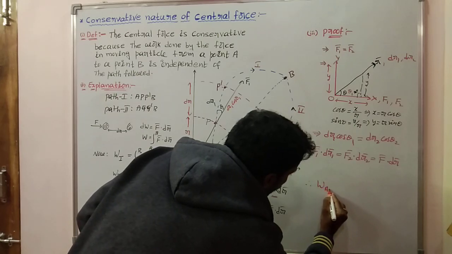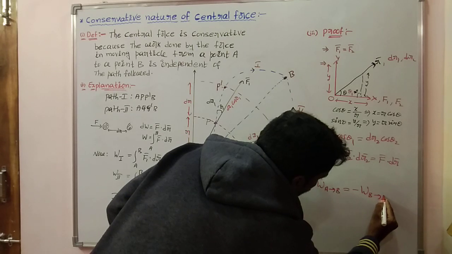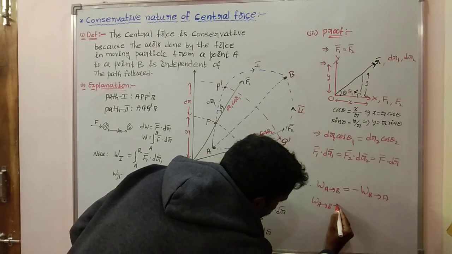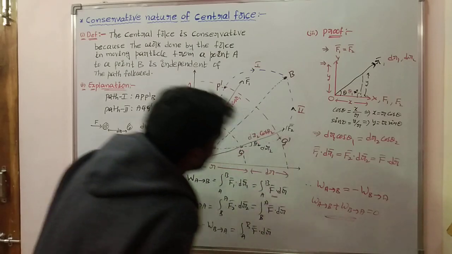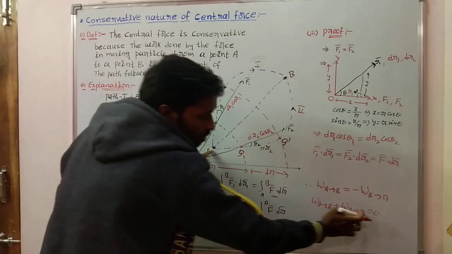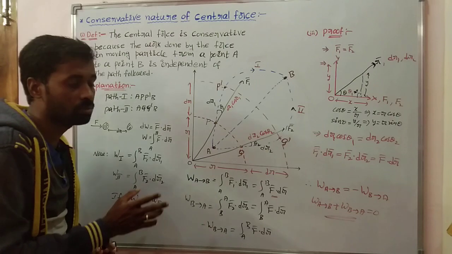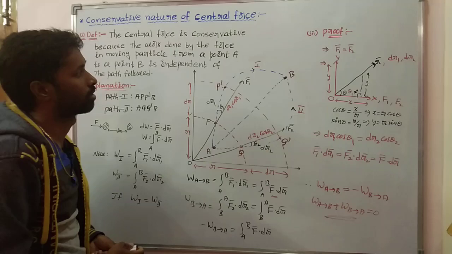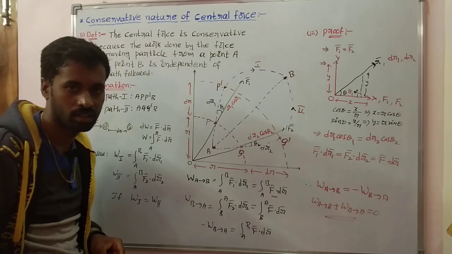Therefore work done from A to B is equal to minus of work done from B to A. Now work done from A to B plus work done from B to A equals 0. That means the work done is independent of the path followed by the system. Therefore central forces are conservative. Clear? Thank you.